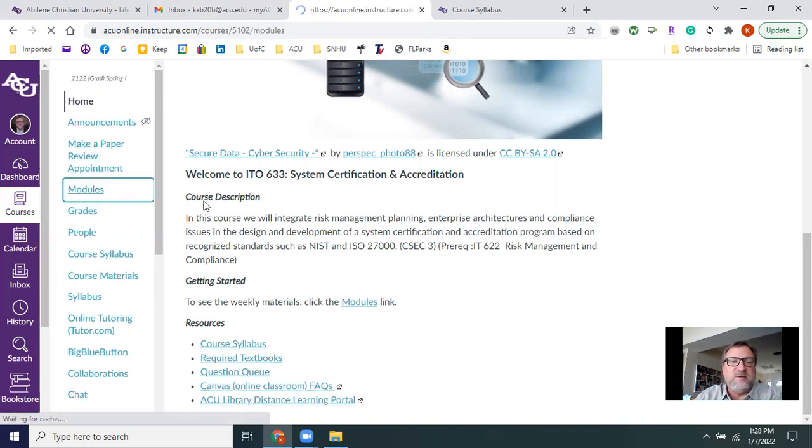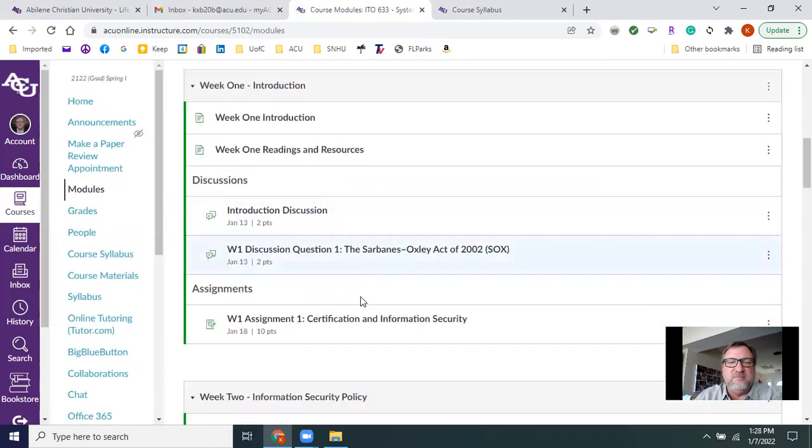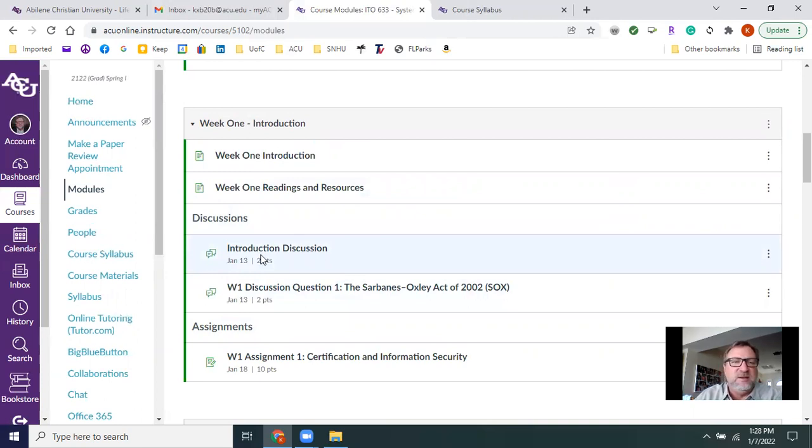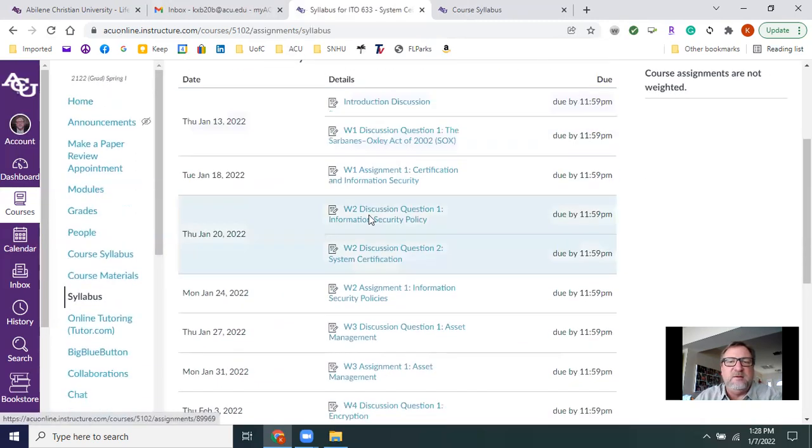If you scroll down into the modules, you can see each week what's due, and then drill into the assignments and submit your assignments. Again, submit all your assignments in Canvas. Please don't email me any assignments. You can look at your grades. You can look at the course syllabus with the date format, and so you can see what's due.